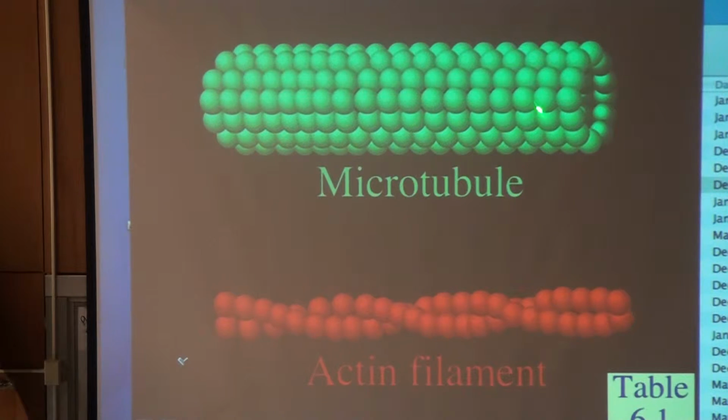That's the shape of a microtubule. Whereas actin filaments are a little bit smaller, and they are not hollow tubules. They are like two braided chains, two intertwined chains of these smaller proteins all linked together.